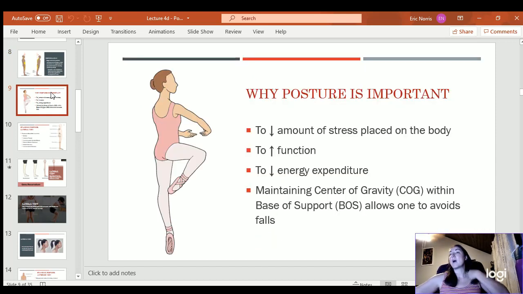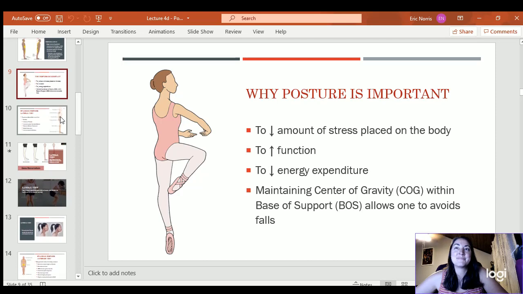All right, why is posture important? Good posture decreases the amount of stress on the body. It, of course, increases your function, decreases the amount of energy it takes to do any activity or just to stand upright, and it helps you avoid falls. So maintaining your center of gravity within your base of support is how you avoid falling.